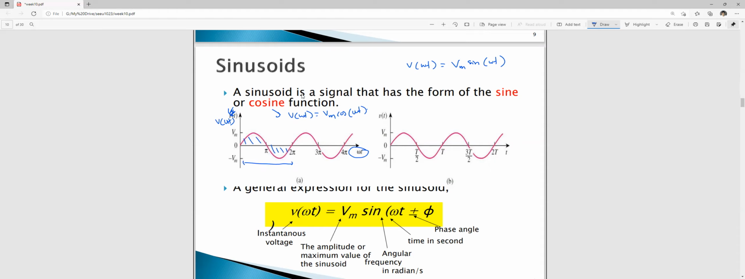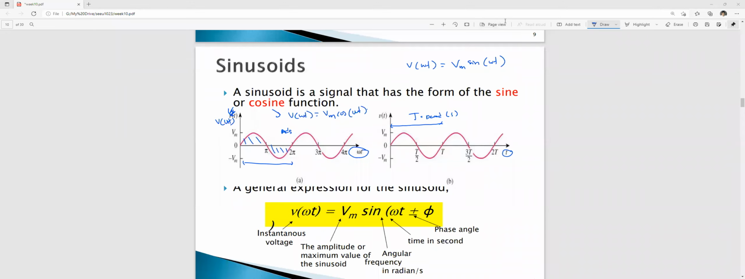You can also sketch the waveform v with a variable of t, time. So your x-axis is time, and for a full cycle this is equal to the period. This one is in seconds, while the other is in radians.